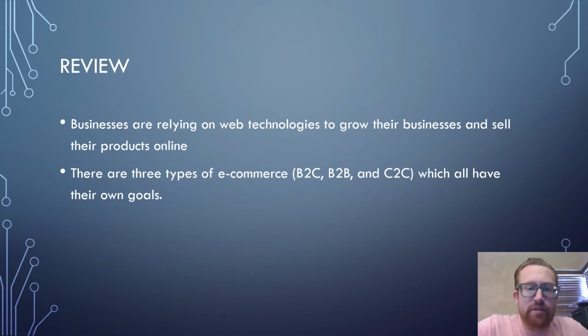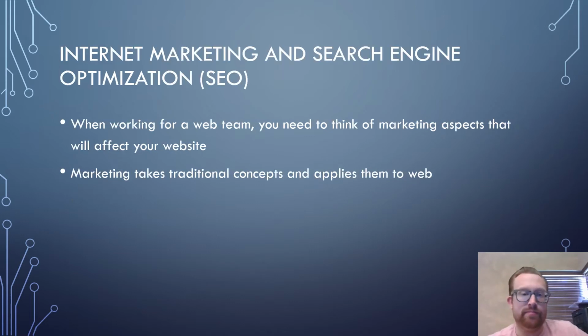So in the last lesson, we talked about web technologies, about how to grow your business, and ways that you can do it through e-commerce. As a reminder, there's three types of e-commerce. There's business to consumer, business to business, and consumer to consumer, and they all have their own goals in mind. There's several sites that align with these types of e-commerce, and it's important to be familiar with them and recognize what each of them does.